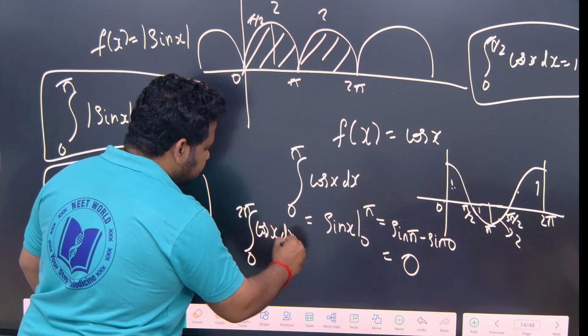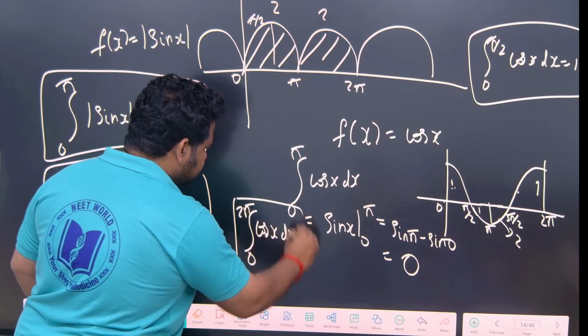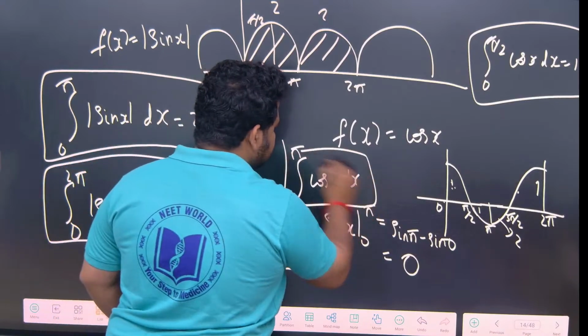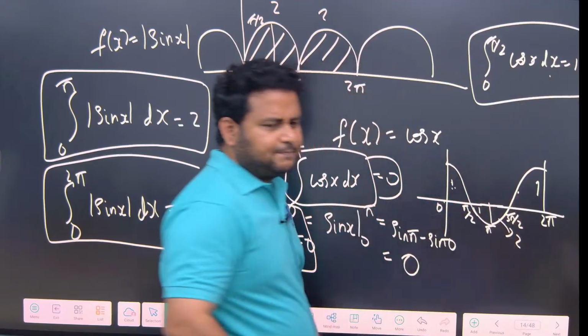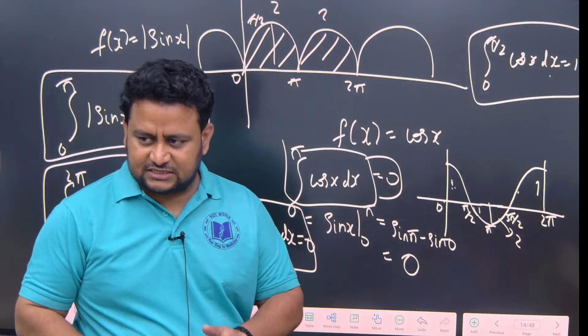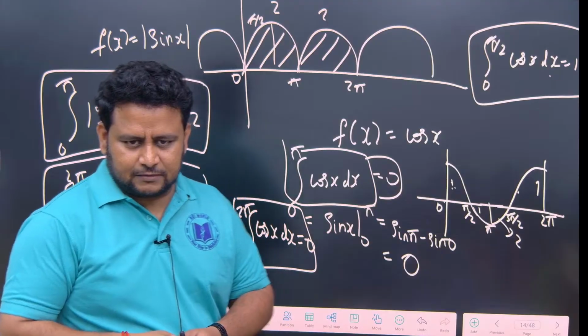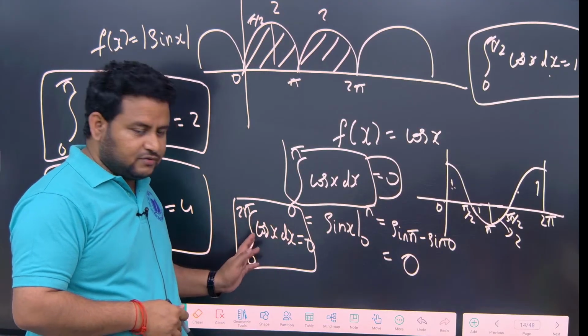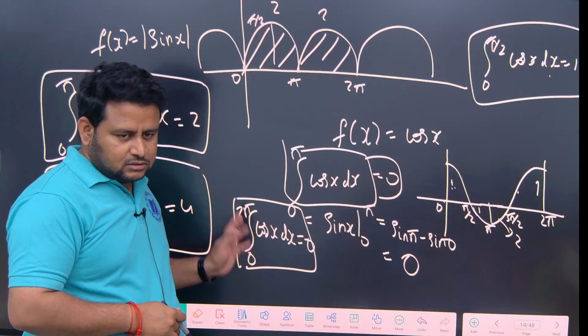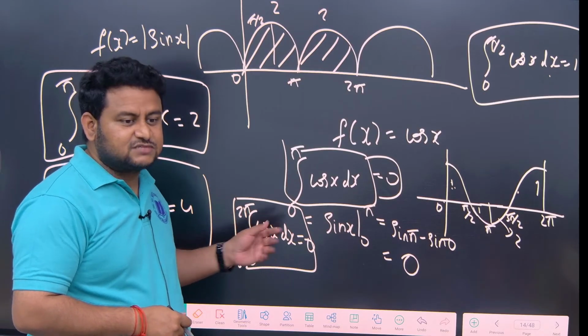The answer is what? 0. Understood everyone? This is 0 and this is also 0 and this one, the answer is 1. So, pi by 2 sin x or cos x, the answer is 1. Okay, clear? So, 0 to 2 pi, normal cos x dx is 0. When it comes to sin, it is also 0, but mod sin x it is 4.